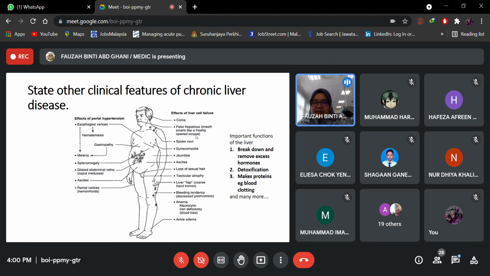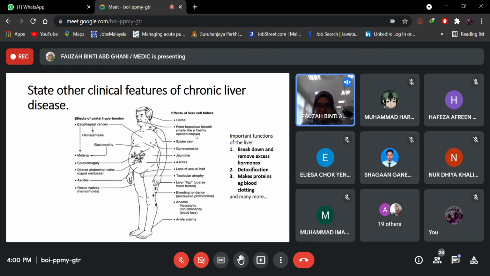Other than that, they can have spider nevi, gynecomastia, loss of sexual hair, testicular atrophy. What else? Palmar erythema. Do you know what all these things that I mentioned just now are related to? Clinical features of chronic liver disease. Yes, but what particular function of the liver is disrupted that leads to this?